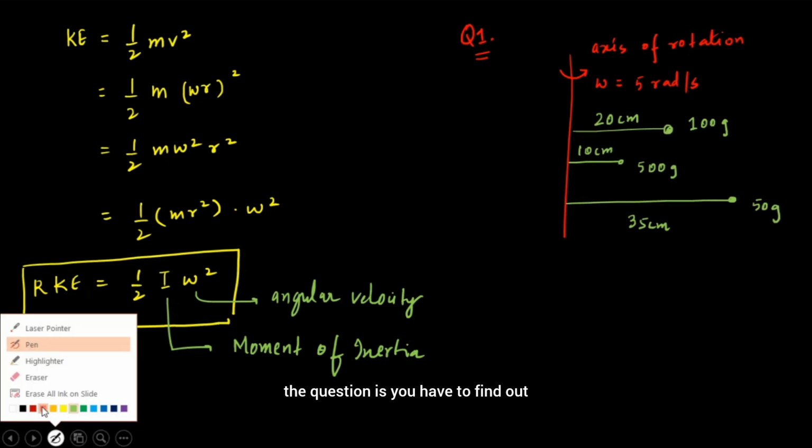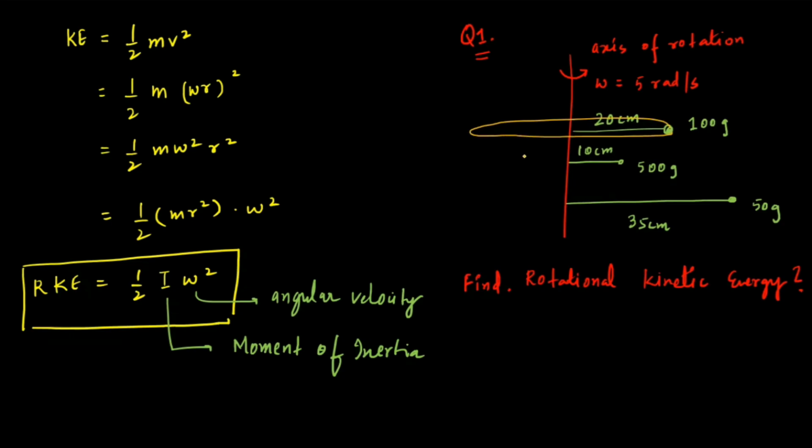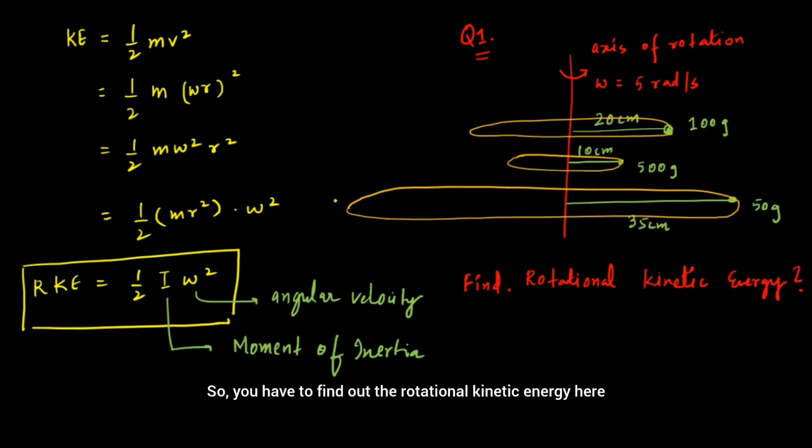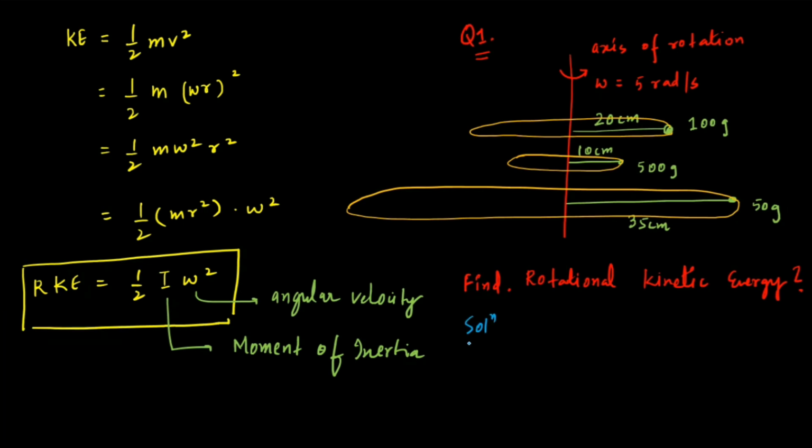The question is you have to find out the rotational kinetic energy of the whole system, assuming that these masses are revolving in a fixed circular orbit like that. So you have to find out the rotational kinetic energy here. How can we do so? Tell me. What should I use to find this out? Good.